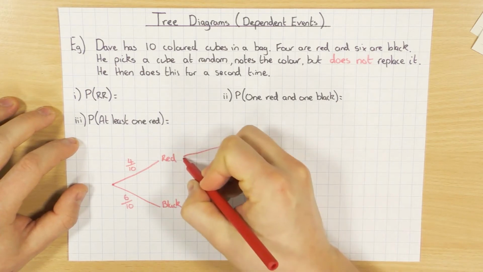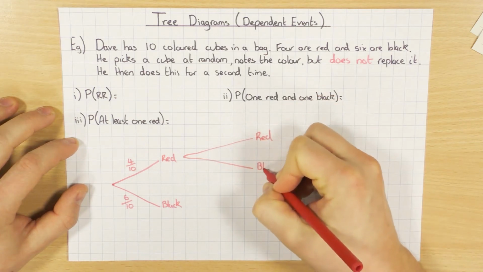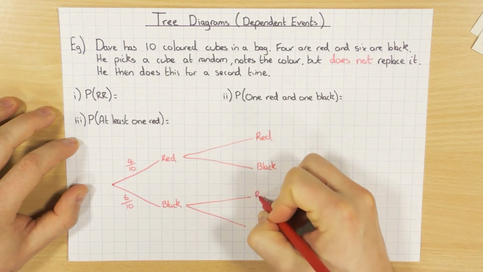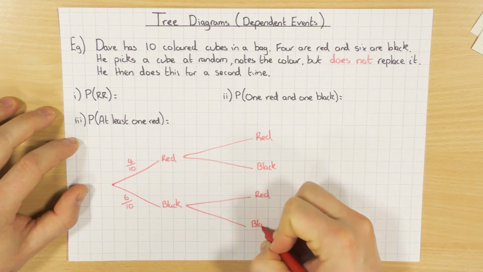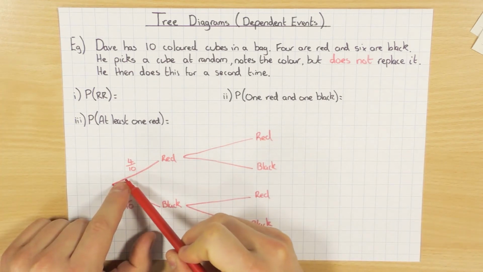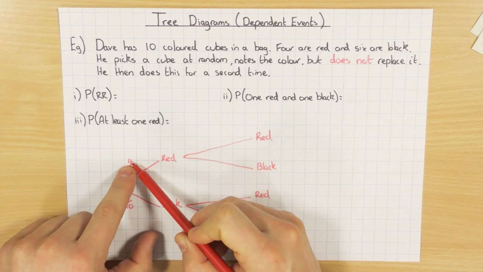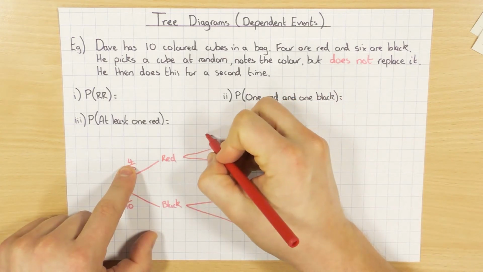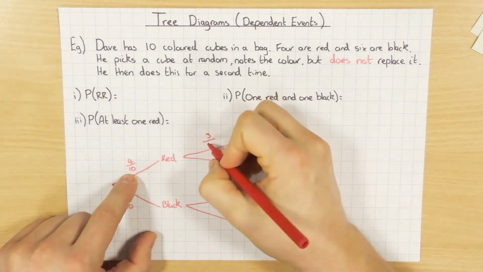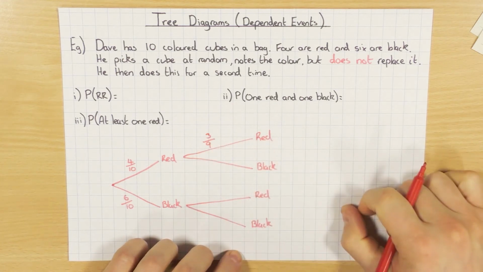Again, he's still going to have two options, the choice of red and black, and the same down here. However, this is where it's slightly different. If in the first pick he picks a red, what's the probability he then gets a red again? Well, if we started off with 4 reds and he's picked one and not replaced it, he then has 3 reds left. And if there were 10 cubes and he picked one and didn't replace it, there are then 9 cubes left in total. So the probability that he can get red a second time is 3/9.